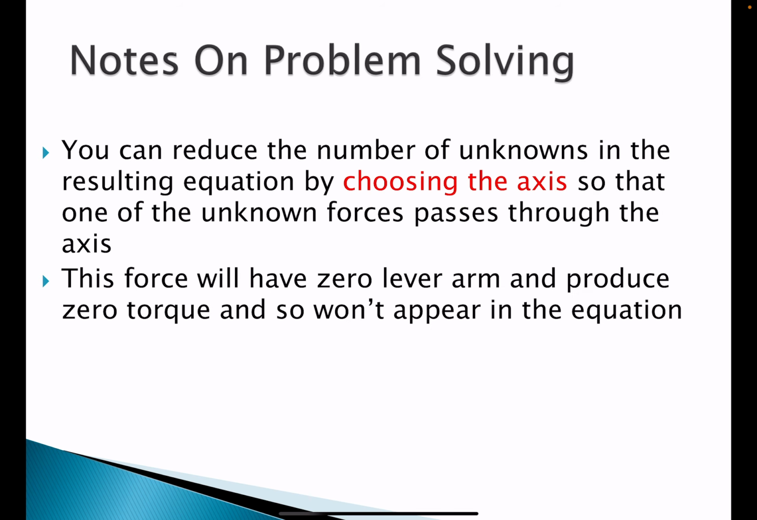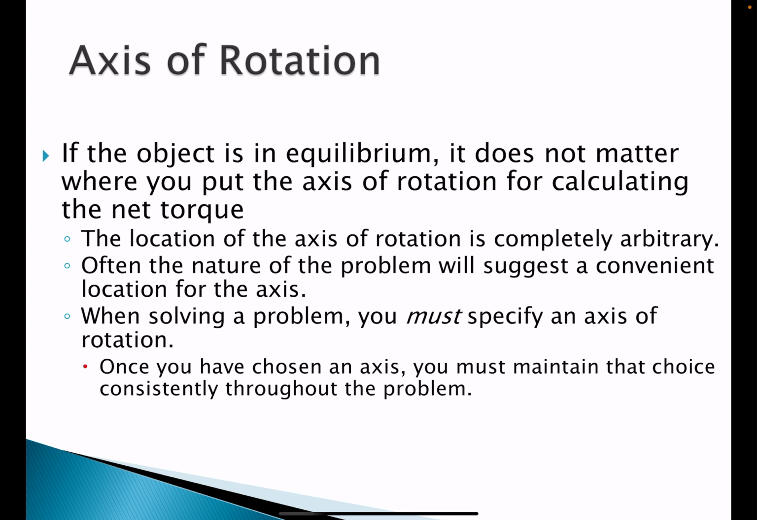So you can reduce the number of unknowns in the resulting equation by choosing the axis so that one of the unknown forces passes through the axis. This force will have 0 lever arm and produce 0 torque, so it won't appear in the equation. If the object is in equilibrium, it does not matter where you put the axis. Okay, remember that. And of rotation for calculating the net torque, the location of the axis of rotation is completely arbitrary. Usually, the nature of the problem will suggest a convenient location of the axis.